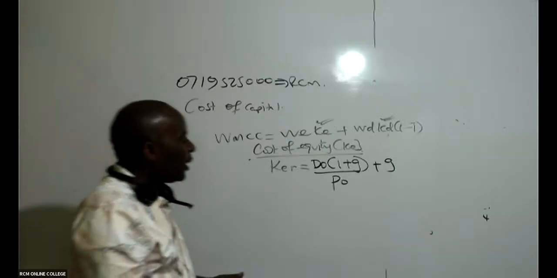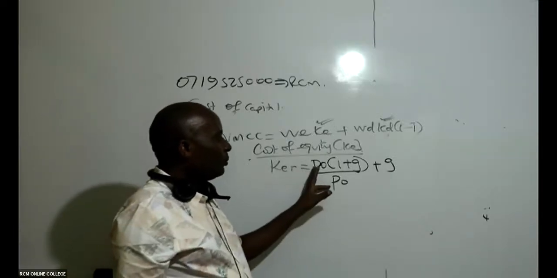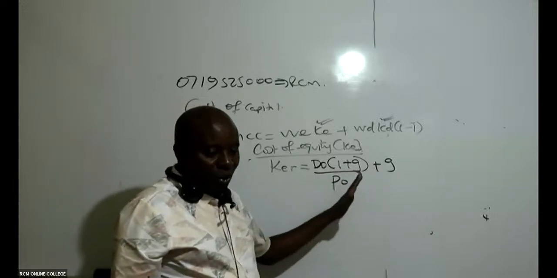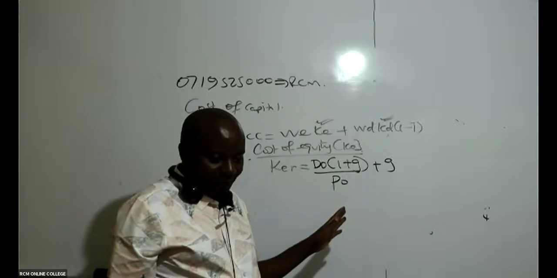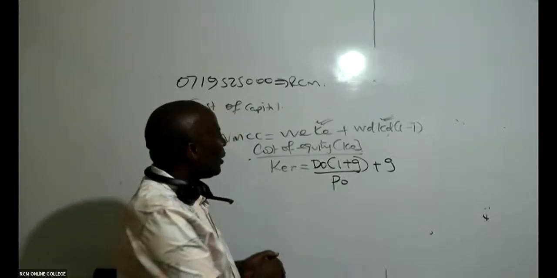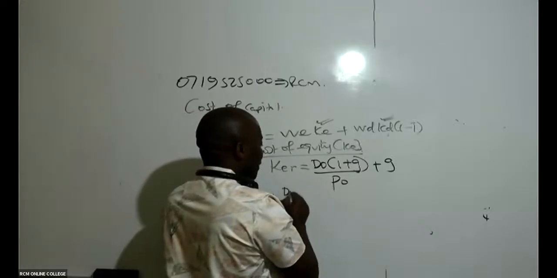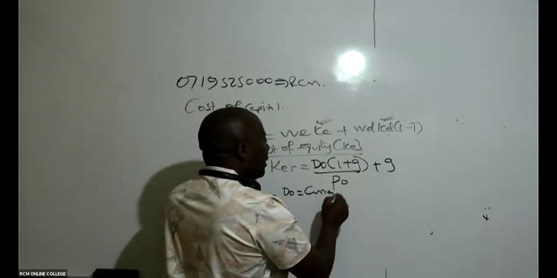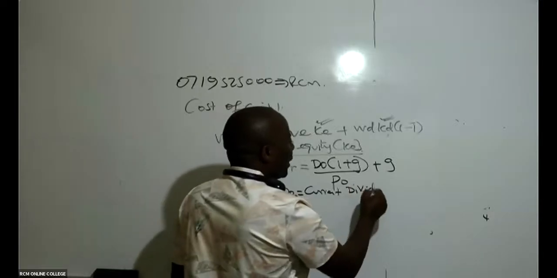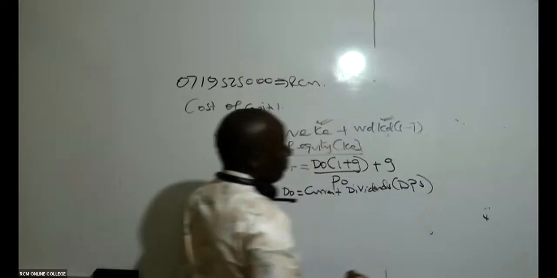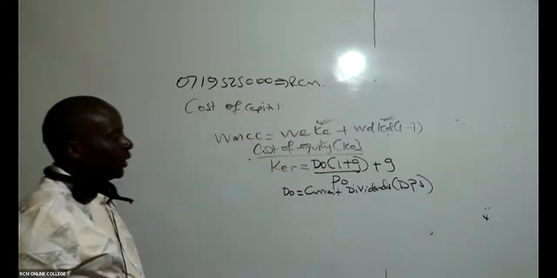Cost of equity of retained earnings is D0 times (1 plus G), all over P0, plus G. Remember that this D0 stands for the most recent dividends, the current dividends, what we call the DPS.